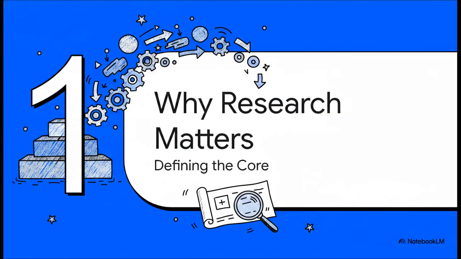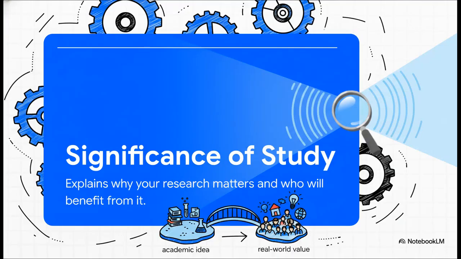Part 1, why your research matters. Defining the core. Before we actually build our paragraph, we need to know exactly what we're building. So, the significance of the study. It's basically the section of your paper that explicitly explains why your research matters and who's going to benefit from it. It's the bridge between your abstract academic idea and its actual real-world value.